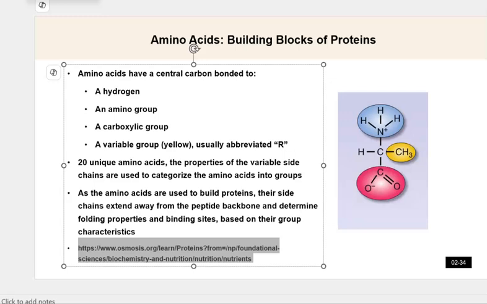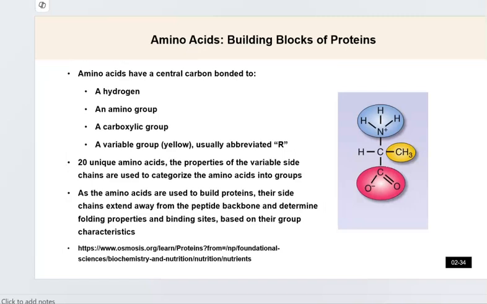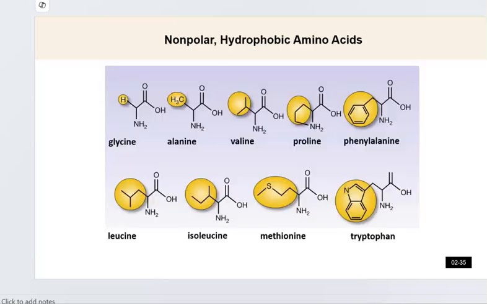Good recap of amino acids and proteins, a good review for us to launch from. Get to my right slide here. All right, so next they talk about the nonpolar hydrophobic amino acids.